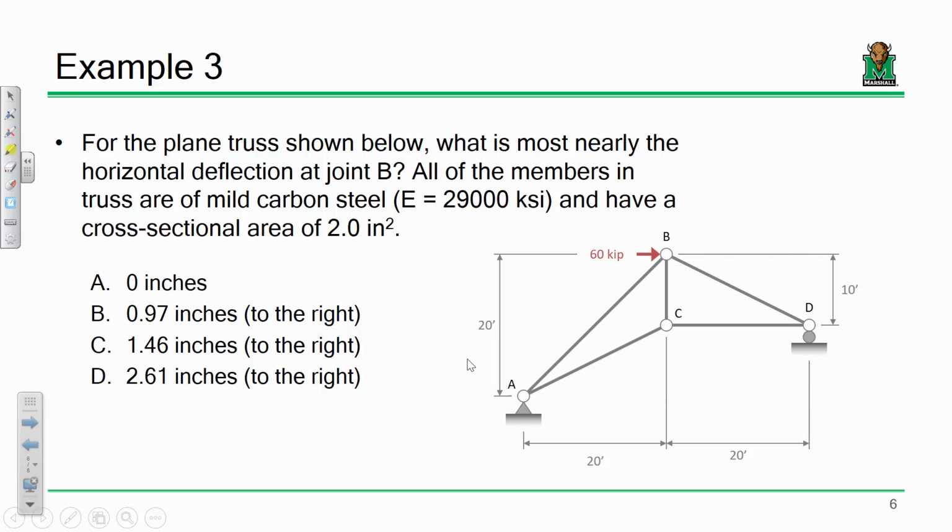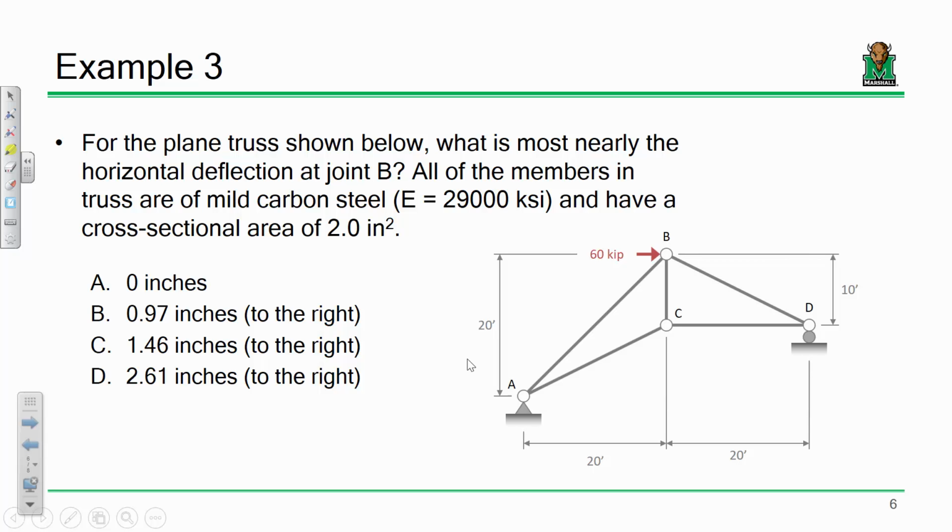Bringing it back. Okay, so for the plane truss shown, what is most nearly the horizontal deflection at joint B? Okay, for all of these members, they have the same E and A value, which more often than not is pretty common on the exam. Usually with problems like this, they're not trying to confuse you by throwing a bunch of different E values and A values at you. It's more about determining whether or not you know how to do this.